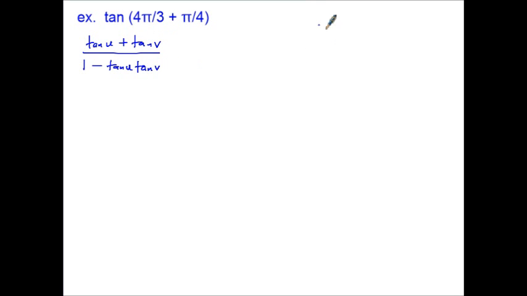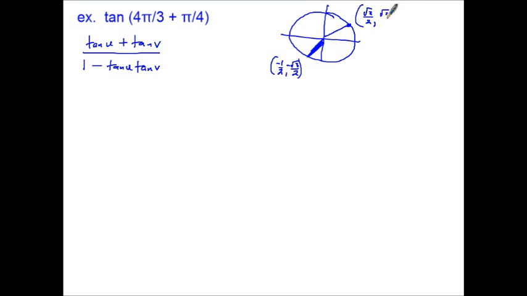Okay, so before I start plugging things in, I need to take a look at my unit circle values here. So let's do that. 4 pi over 3 is going to land us in the third quadrant, and right there is our pi over 3 reference angle. So just for clarity's sake, this is going to be a negative 1/2, then negative root 3 over 2 as far as my angle measures. And then the pi over 4, it's a nice first quadrant angle, a little bit nicer, and as far as values, it's root 2 over 2, root 2 over 2.